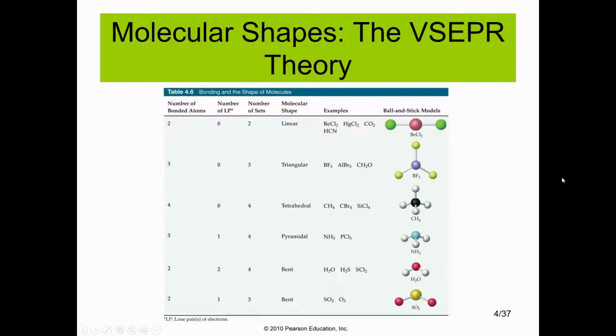This chart, table 4.6, is used to help describe what type of molecular shape a molecule will have. For example, if a molecule has two bonded atoms with 0 lone pairs, then that will be a linear molecule. If a compound has 3 bonded atoms with 0 lone pairs, then it will be a triangular molecule.